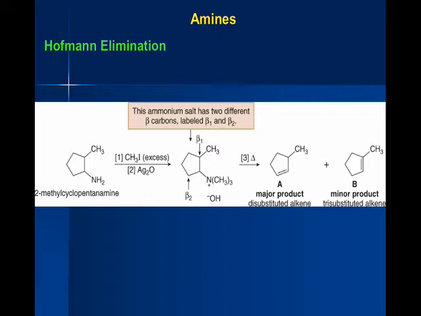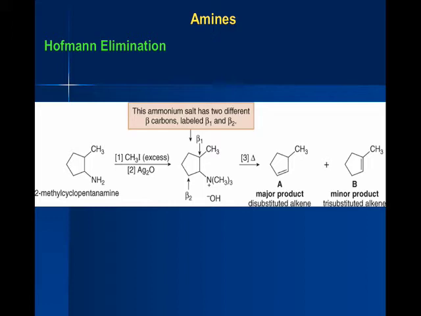So let's look over here. I've got the example to show you step by step what's happening. In the first step, we're taking an excess of iodomethane and reacting it with this amine. That's going to form the quaternary ammonium salt, in this case a quaternary ammonium iodide. Okay?